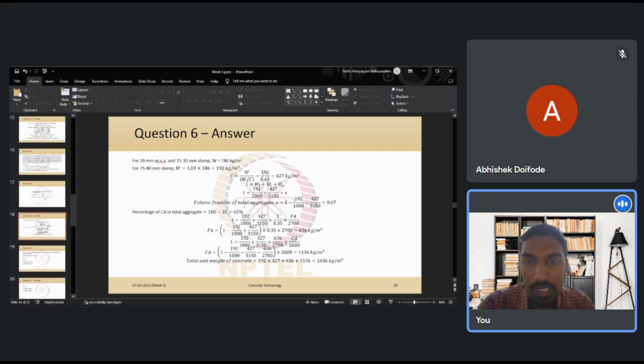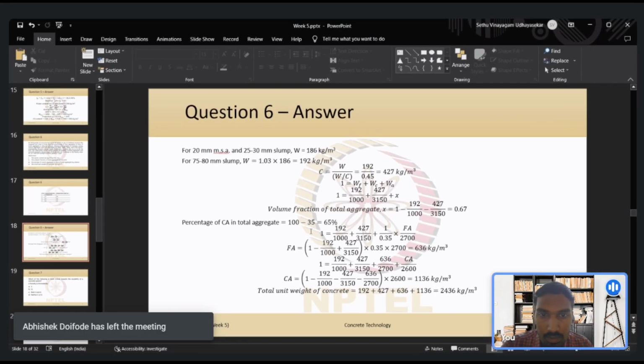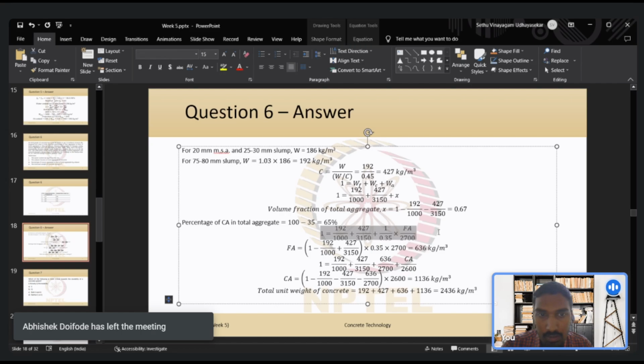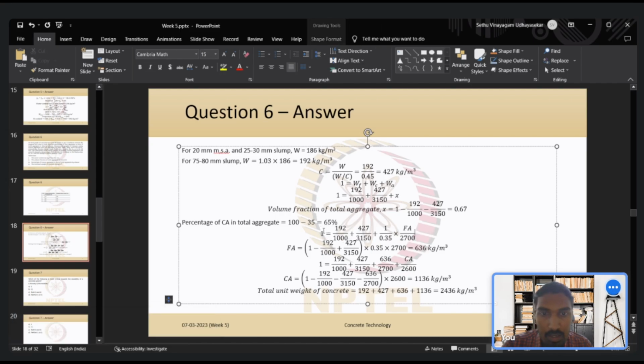So we needed the unit weight or the content of fine aggregates and coarse aggregate. So we again used the volume fraction equation that we used for finding out the volume fraction of aggregates. The total volume fraction is 1. The contribution from water is 192 by 1000, contribution from cement 427 by 3150, and then for the aggregate, we took one aggregate at a time, which is fine aggregate first.